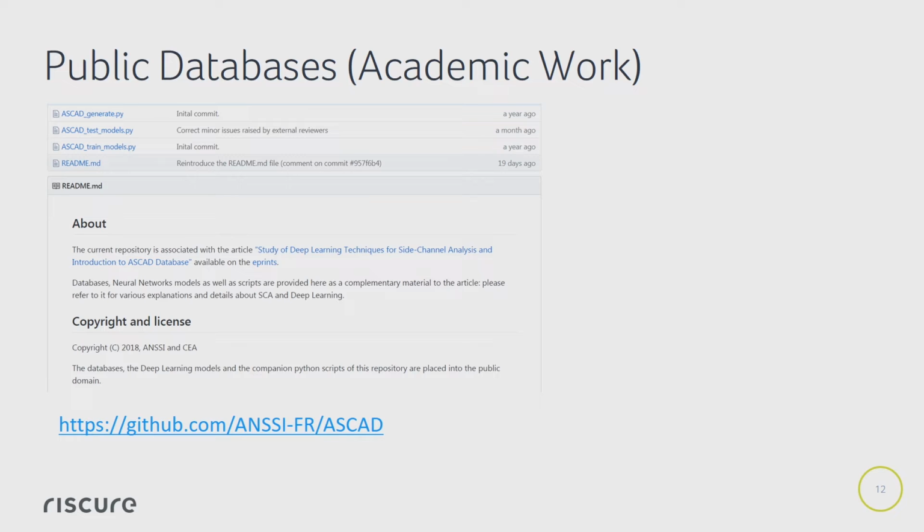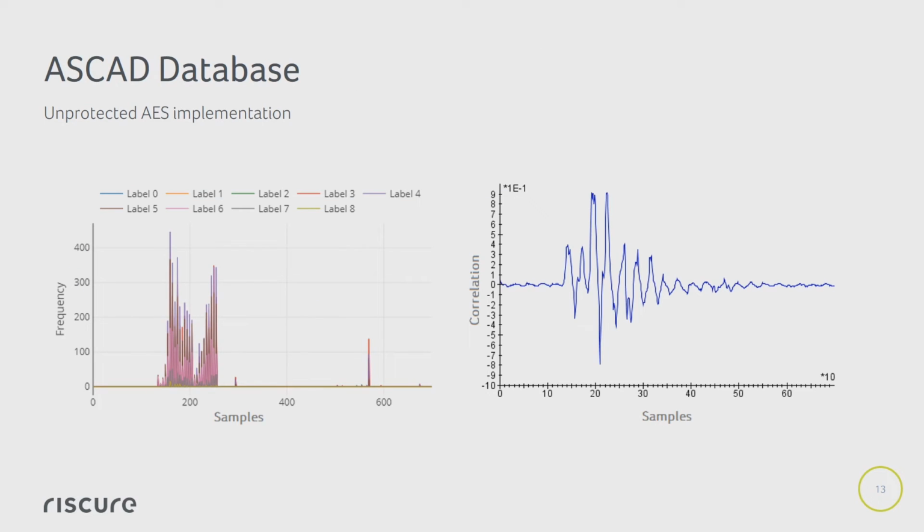The name of this database is ASCAD, and for fair comparisons, I decided to use this database because then you can reproduce the results and compare to these ones. This ASCAD database has protected and unprotected implementations. So you can see these are some results on the unprotected part, the unprotected AES, one key byte only.